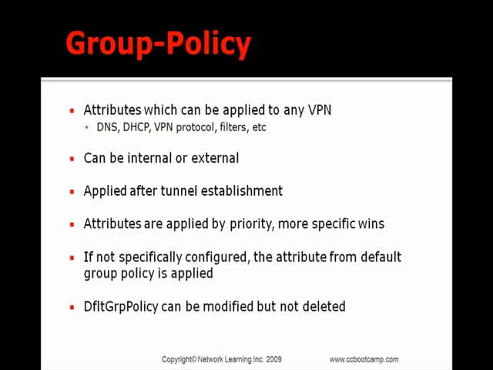So here we're talking about more specific wins again. So if you have a group policy that you've created, and there's an attribute in there that you've configured, but that also exists on the default group policy, your user-defined group policy is going to win. So the default group policy only gets applied in case you don't configure these attributes, and so it's kind of like a last attempt or last shot.